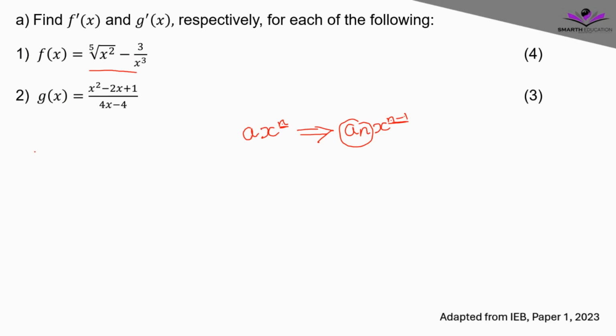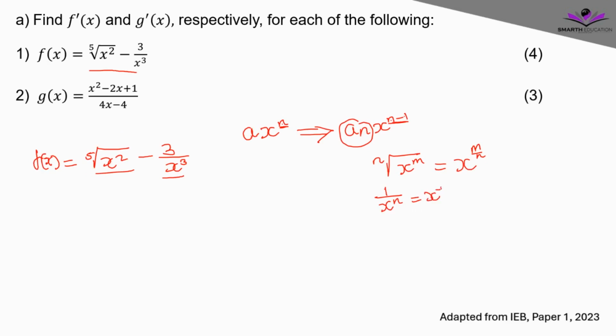Let's start with 4a1. We have f of x is equal to fifth root of x squared, then minus 3 over x to the power 3. Now for this one you have to remember that the nth root of x to the power m is equal to x to the power m over n. And then for this one you have to remember that 1 over x to the power n is equal to x to the power negative n.